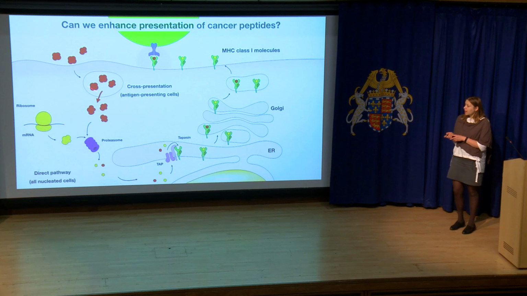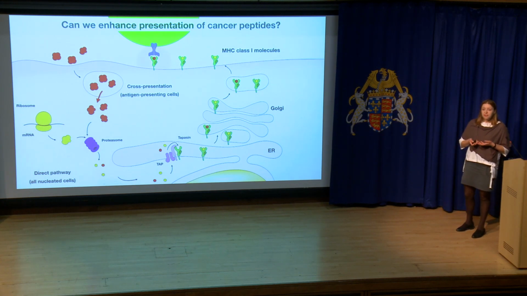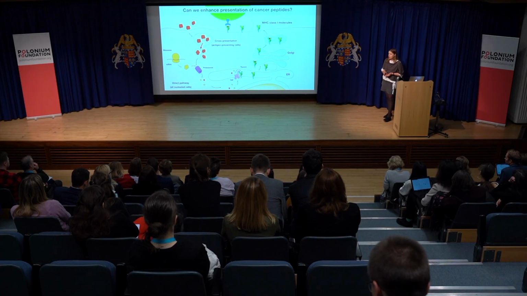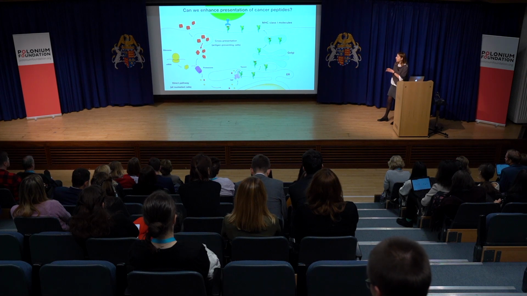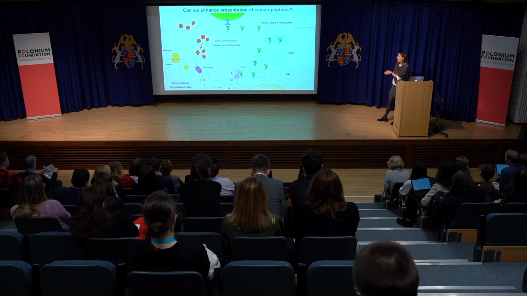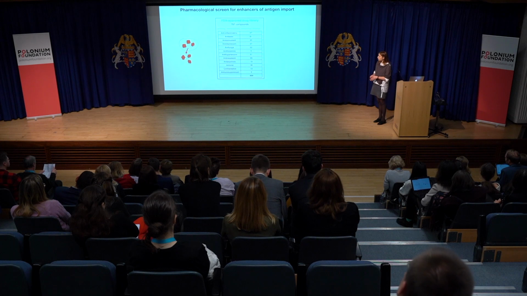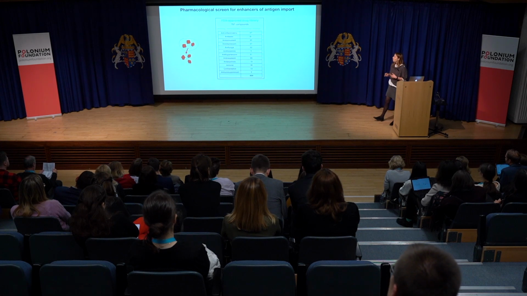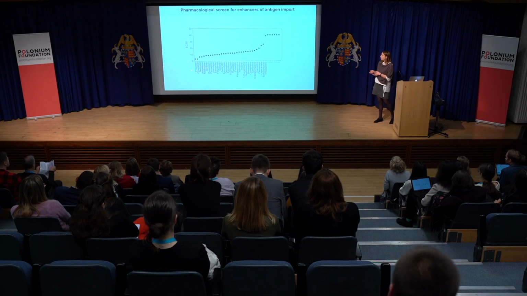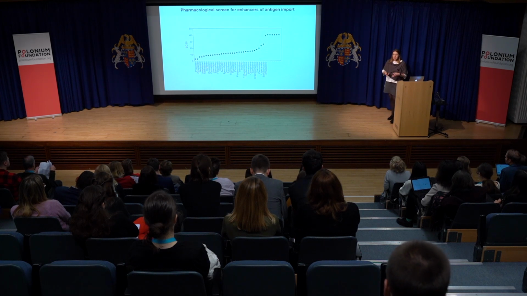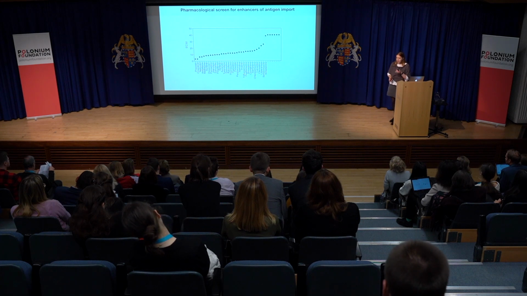So we thought that this process of antigen entry into the cells would be what's inefficient during initiation of immune responses against cancer. We looked for drugs that would enhance antigen entry, and then we looked at whether that would lead to a more efficient anti-cancer immune response. We screened a library of FDA-approved drugs, about 800 drugs, and we identified about 30 compounds that increased antigen entry into the dendritic cell cytosol.